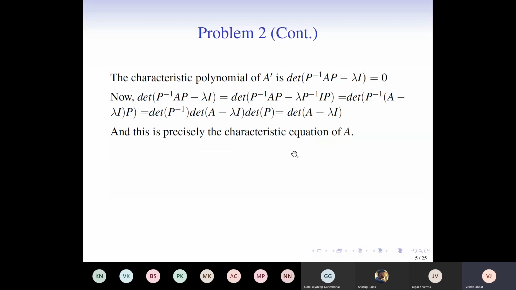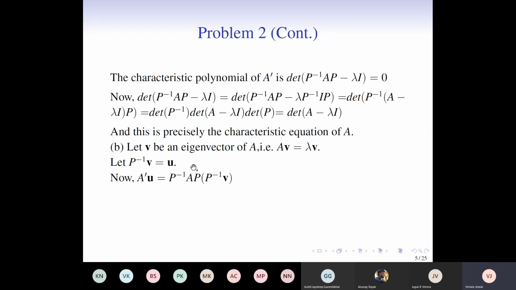Now the second part of the question was: V is an eigenvector of A. So what does this mean? V is an eigenvector of A, so it means that AV will be lambda V for some eigenvalue lambda. We needed to prove that P inverse V is an eigenvector of A dash. So let's just call P inverse V as U, to make the notation simpler.